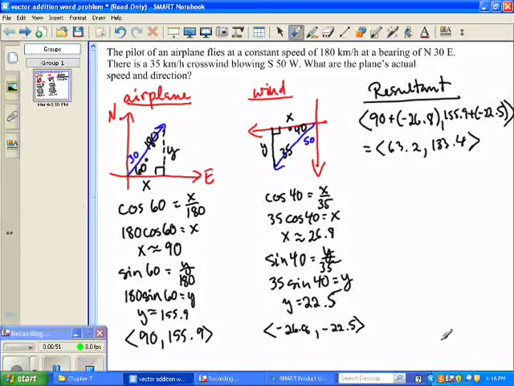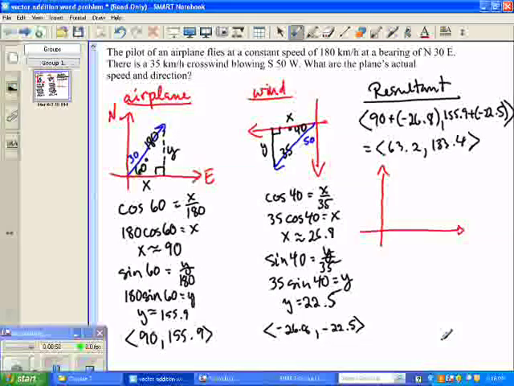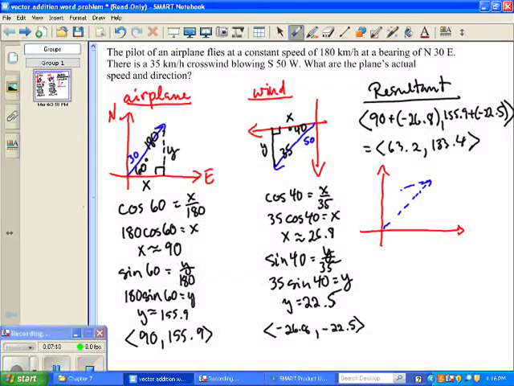So let's draw the picture that goes with this. If you think about our original problem, we have this airplane that's flying along this way, then we have a wind that's blowing this direction, so we have a resultant vector like that. We don't know exactly what the angle is, but we have the x and y component, 63.2 and 133.4. We need to find two things: the speed, which is represented by the magnitude of the vector, and the direction, which is the angle formed.